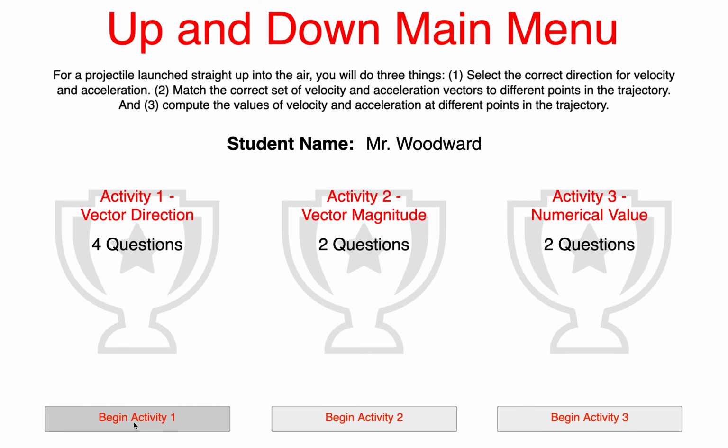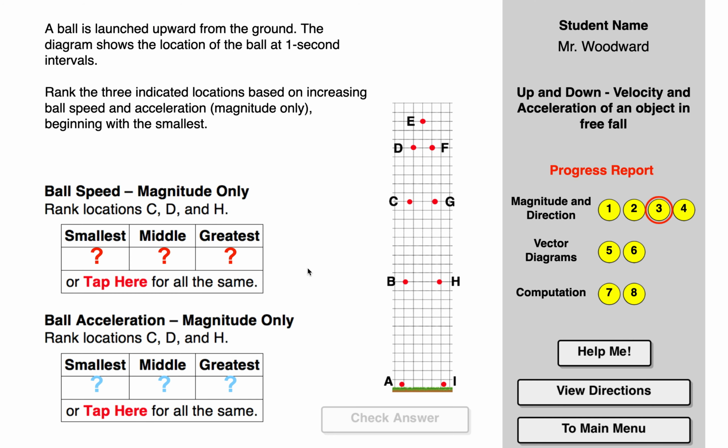All right, for this first activity, a ball is launched upward from the ground. The diagram shows the location of the ball at 1 second intervals. So if the ball is launched at location A, it rises to location E and then falls back down, and location I is just before it hits the ground.